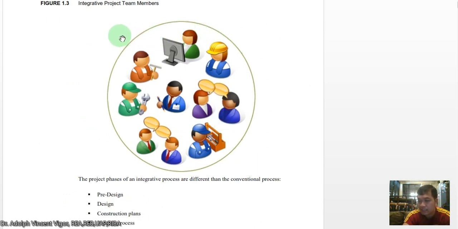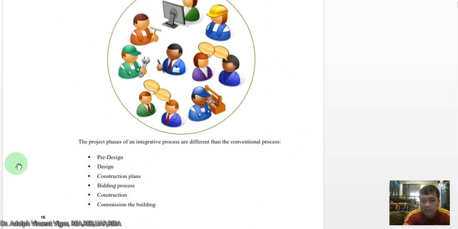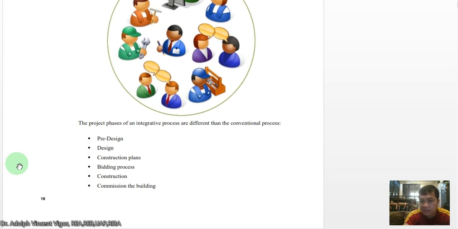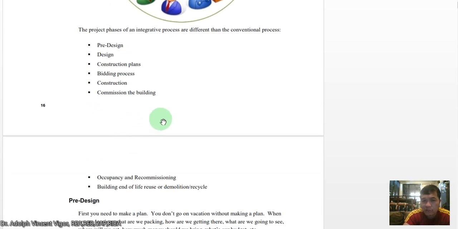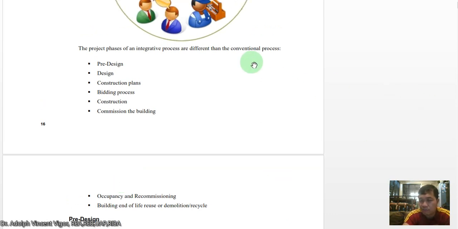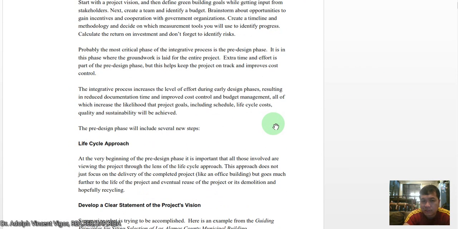Everybody is important. So the project phases of an integrative process are different from the conventional process. So you have the pre-design, the design, the construction plans, the bidding process, the construction, commissioning of the building, the occupancy and commissioning, and the building's end of life: reuse or demolition and recycling. So it has quite a different process, guys, from the conventional methods.